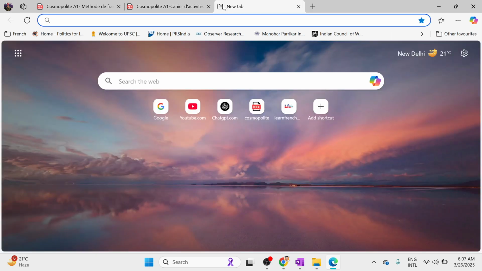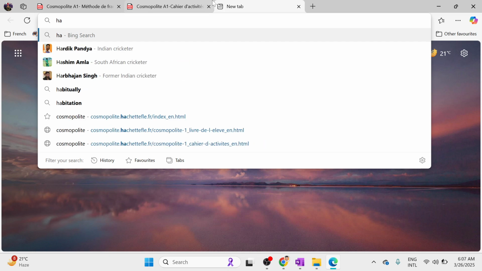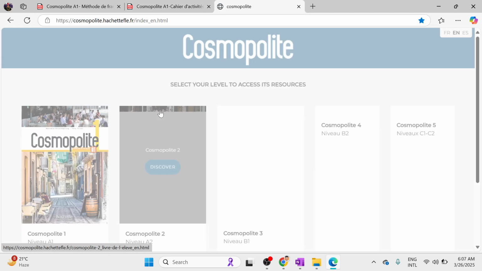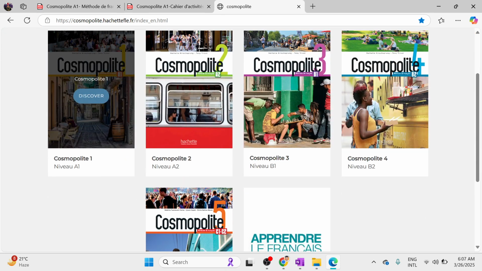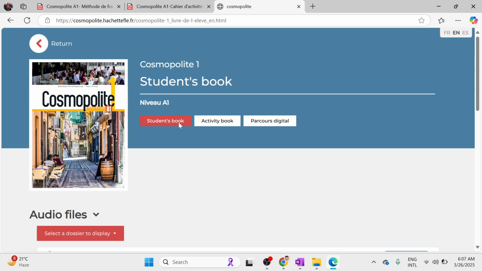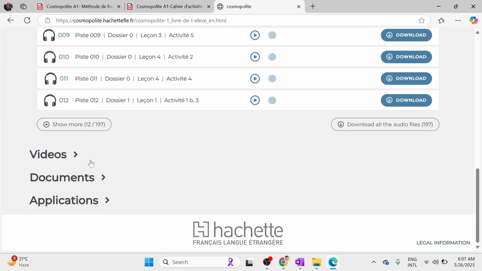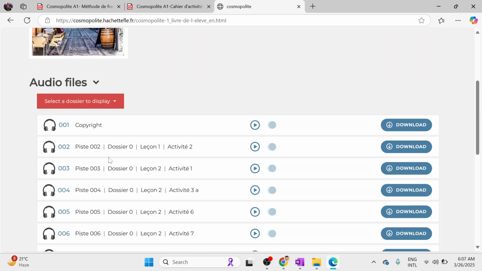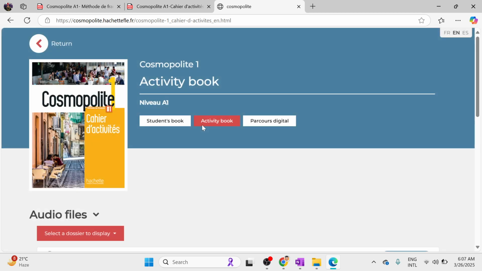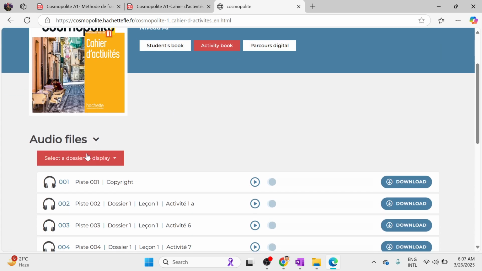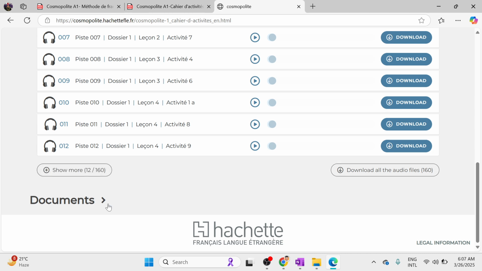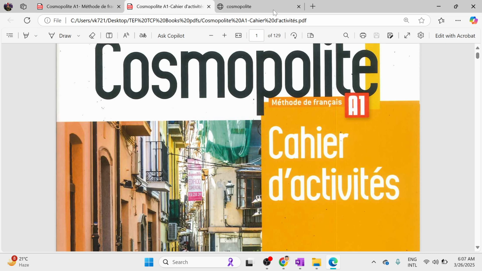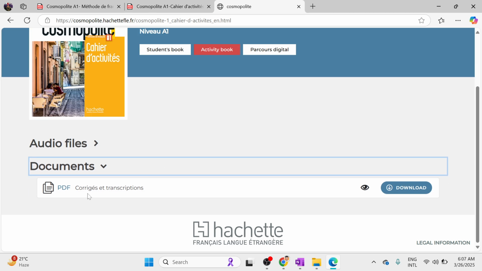What about the audios and podcast videos of these books? You can see them on this website, Cosmopolitan A1. You open A1 as of now, and for the student's book, all the audios, videos and documents are here. For the activity book, you can click on the second pop-up, which will get you the other videos, audios and documents. You can find the answers in the document, Corrigé transcription, which is the document for corrections and the rest of the answers for this activity book.